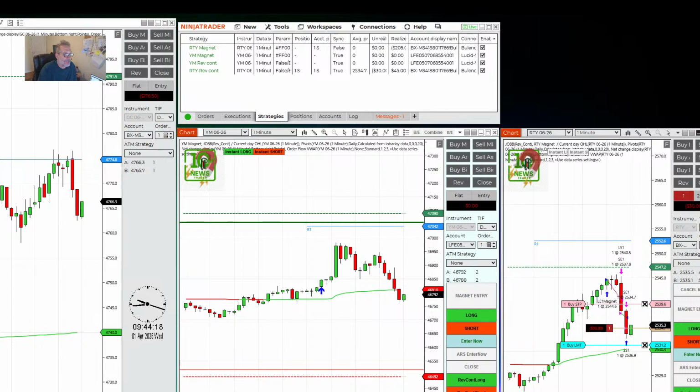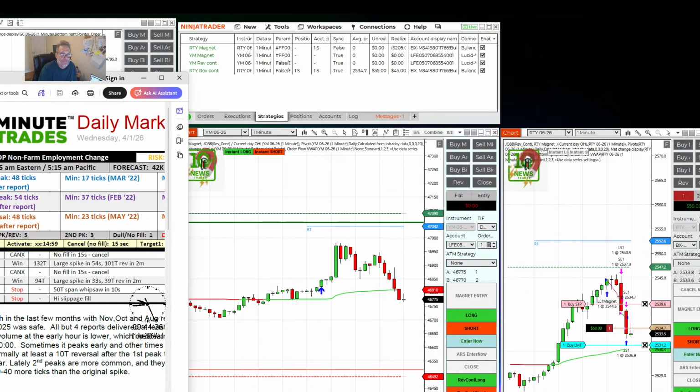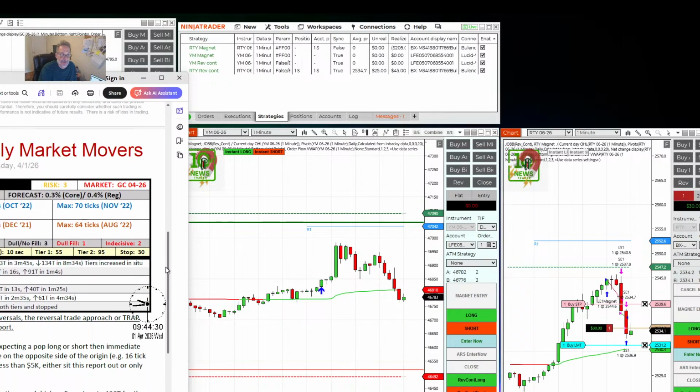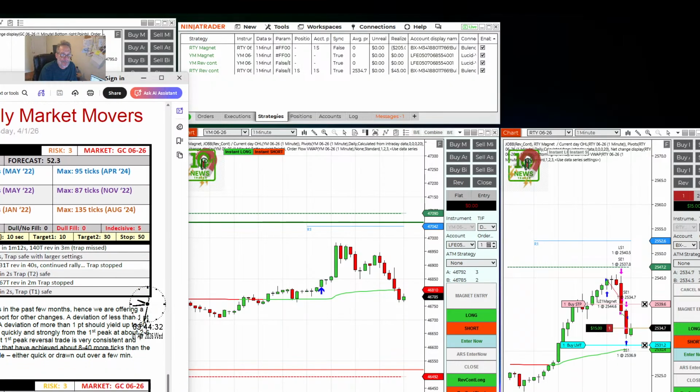All right, we're looking at gold on ISM. Let's pull up the DMM for a minute. This is definitely a risky report. It has had some big moves. 86 ticks on gold, 82 ticks.